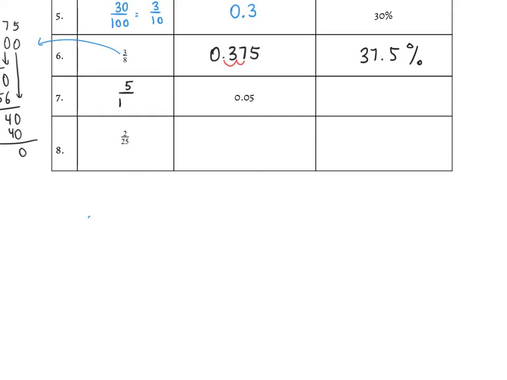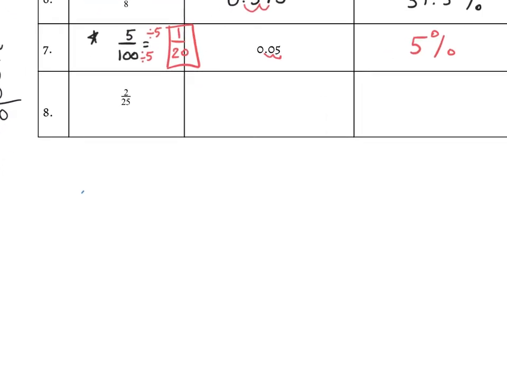Next one, 5/100ths. What does that simplify to? Here, simplify this one down. You should divide the top by 5 and the bottom by 5, and you get 1/20th. Don't forget to simplify if you can. And for percent, 5%.